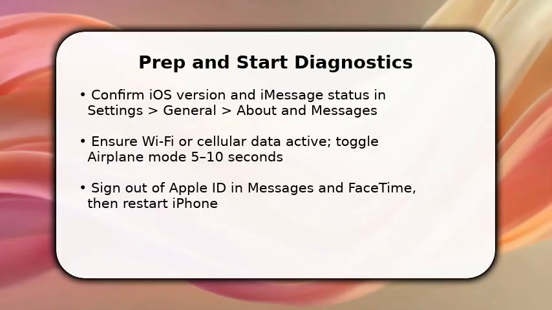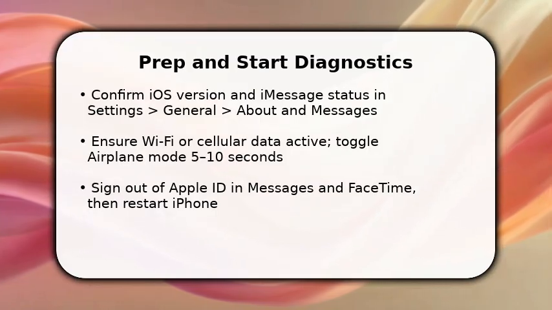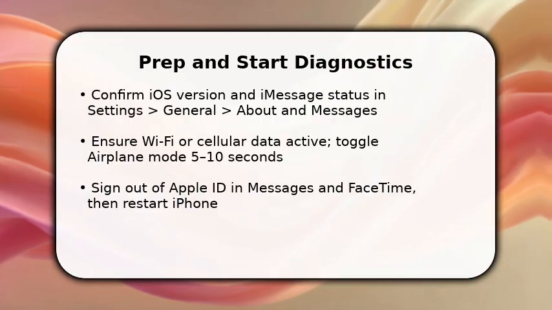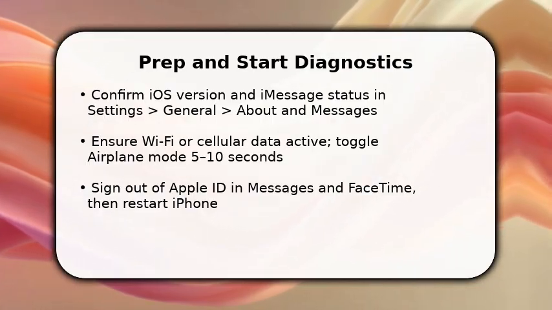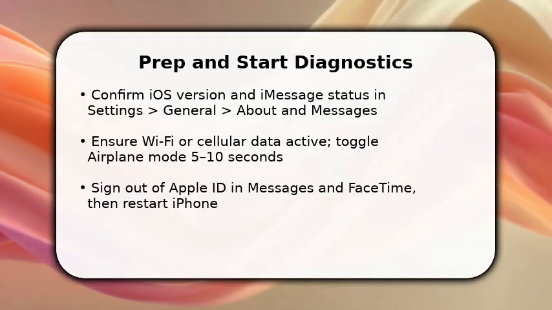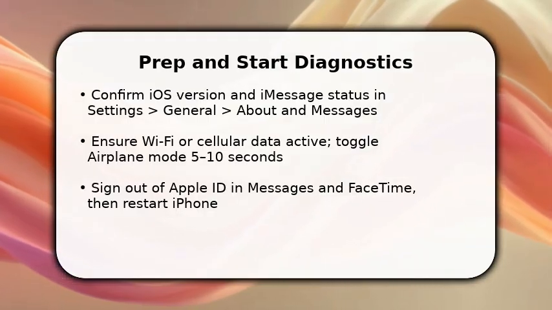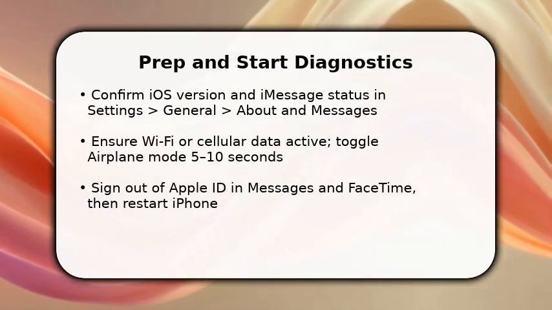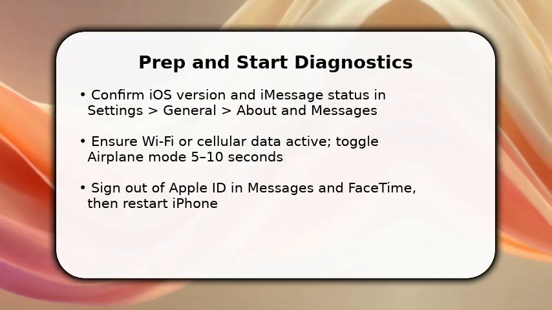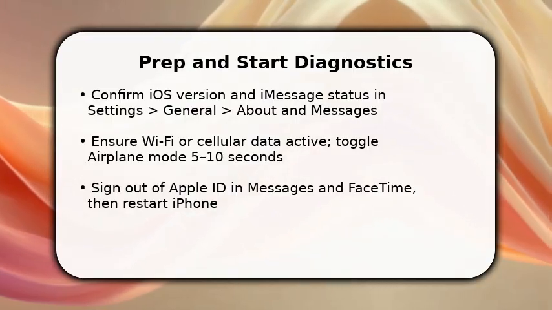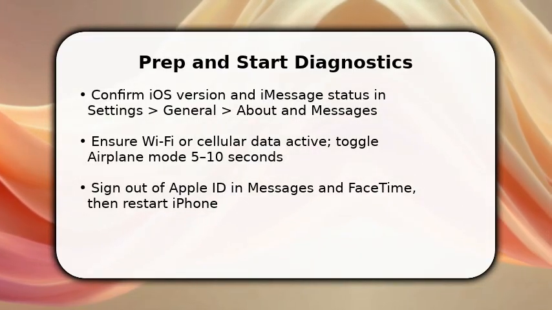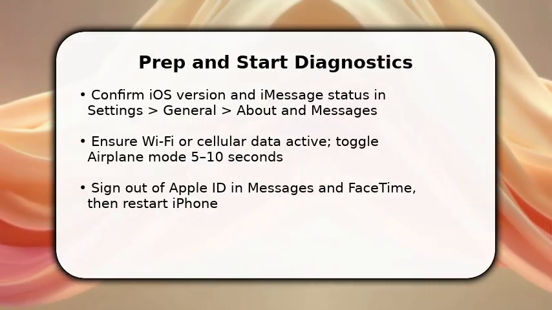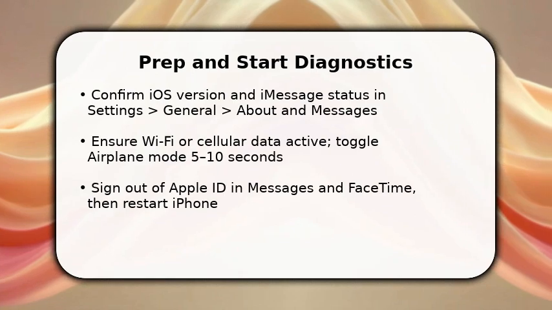You begin by checking Essentials. Confirm your iPhone 7 runs a supported iOS and that Messages is enabled. Next, make sure Wi-Fi or cellular is active, toggle airplane mode for a quick network reset. Sign out of your Apple ID in both Messages and FaceTime so cached credentials clear. Once done, perform a full restart to let the system rebuild services. This resolves many registration and send/receive issues by forcing fresh network and account authentication.